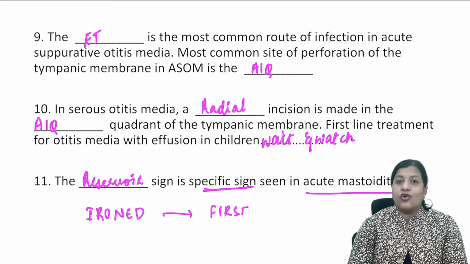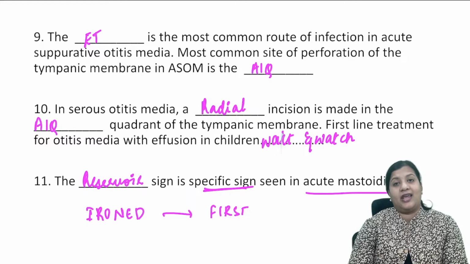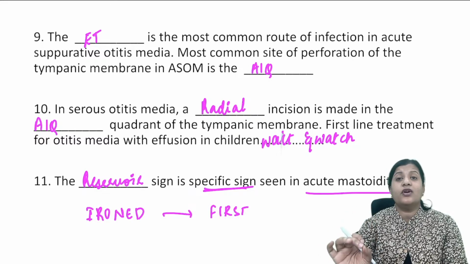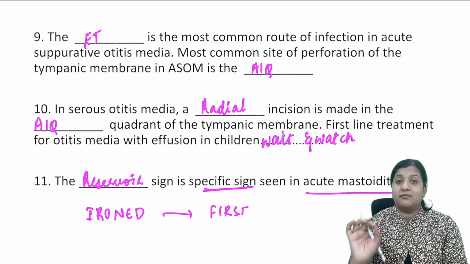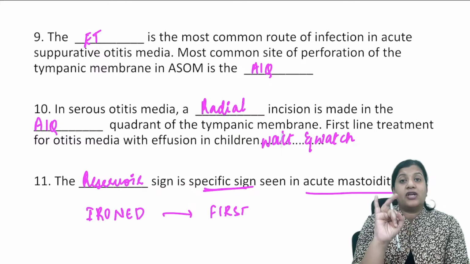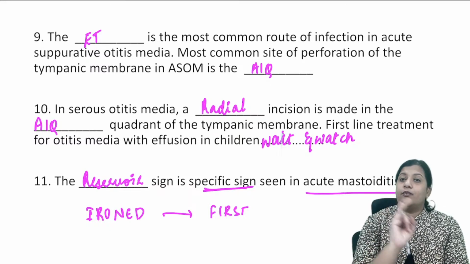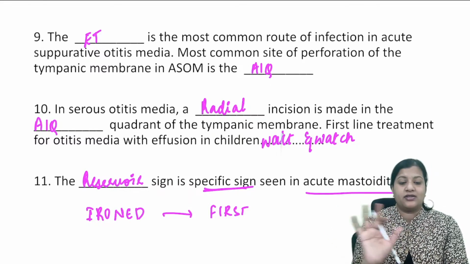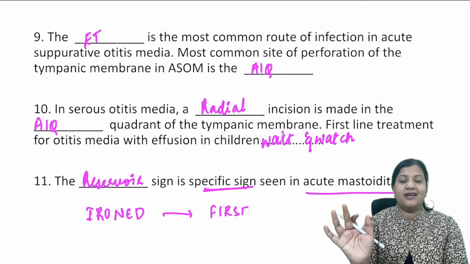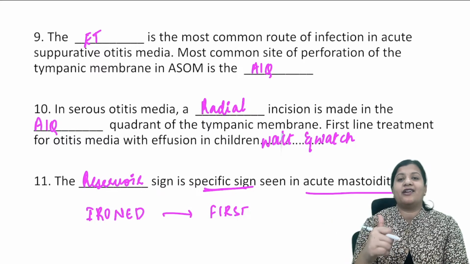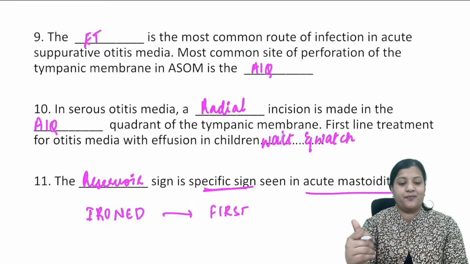Okay, it is not seen in patients with ASOM. So reservoir sign is seen only in mastoiditis. It is the specific sign. Lighthouse sign and pulsatile otorrhea are seen in both ASOM and mastoiditis. Got it? Everybody is clear? The first sign that we see is ironed out appearance of the mastoid.